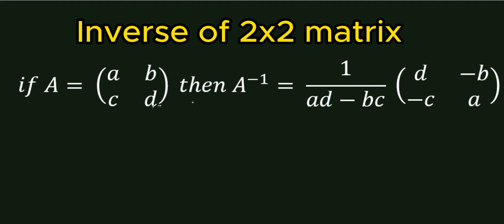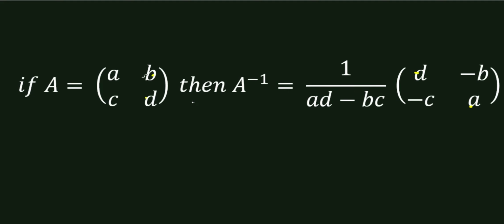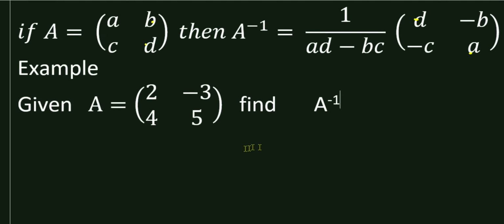Okay, if A is equal to the matrix with entries a, b, c, d, then the inverse of A is equal to 1 over the determinant of A, which is ad minus bc, multiplied by the adjoint of A. The adjoint of A is found by interchanging the leading diagonal, so a and d change to d and a, and the other diagonal entries are multiplied by a negative number, so we have minus b and minus c there.